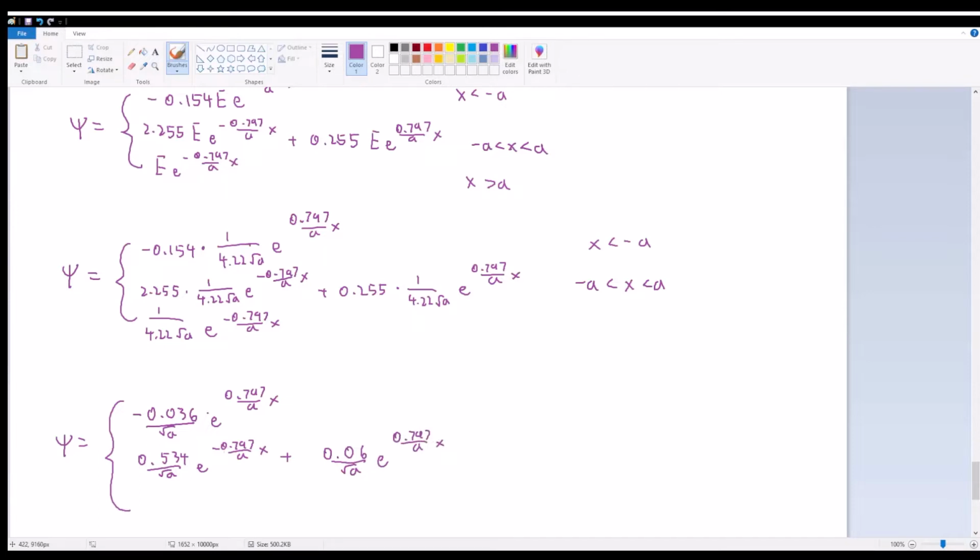And then finally, 1 divided by 4.22. This is going to give us 0.237 over the square root of a times e to the negative 0.797 over a times x. This one is for x is less than negative a, between negative a and a, and you know what, I forgot to add x greater than a at the bottom for both of these. And that should be our wave function.